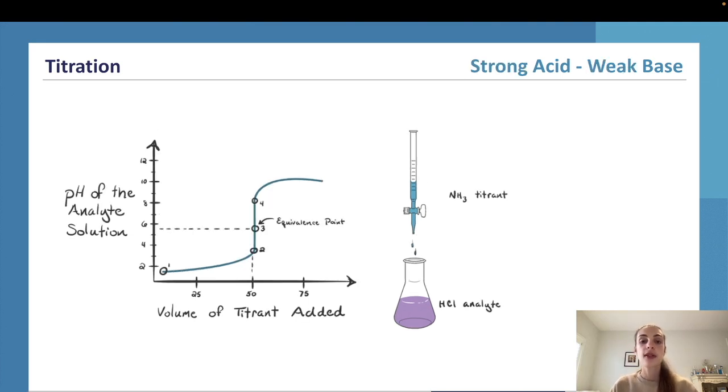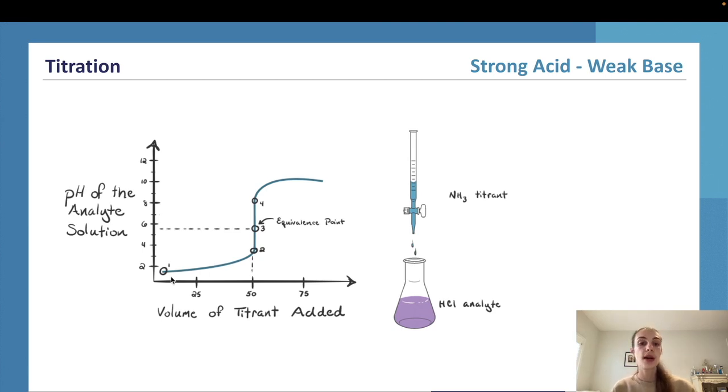The final one we want to consider is a strong acid weak base. So with a strong acid weak base, starting off, we have a strong acid as our analyte, and then we've got a weak base as the titrant. So with the strong acid, we're originally starting at a very low pH, and as we begin to add the weak base, we can see that there's a little bit of buffering which occurs.